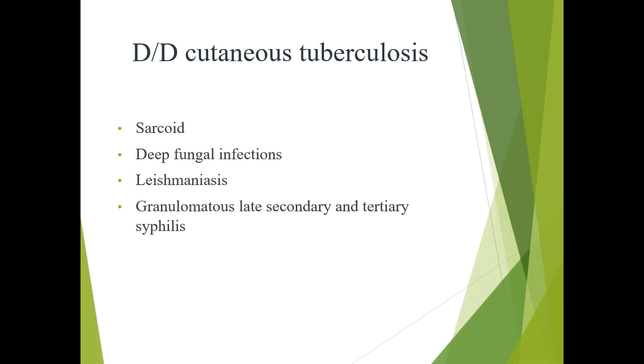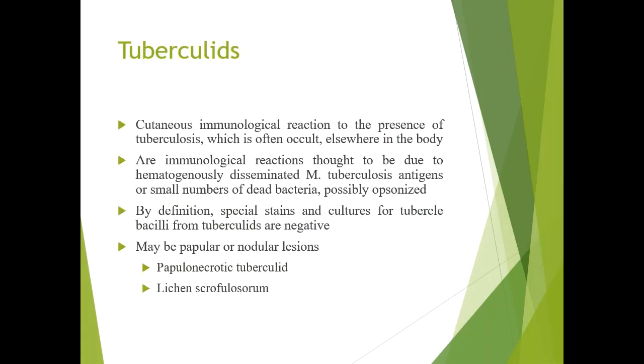Tuberculids: a cutaneous immunological reaction to the presence of tuberculosis, which has often occurred elsewhere in the body. They are immunological reactions thought to be due to hematogenous dissemination of mycobacterial tuberculosis antigens or a small number of dead bacteria, possibly opsonized. By definition, special stains and cultures for tubercle bacilli are negative.